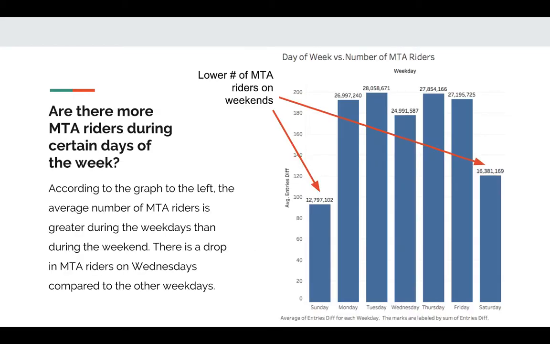So looking at the graph, we can deduce that there are a lower number of MTA riders during the weekends, which makes sense because people are traveling the most during weekdays to go to work, school.